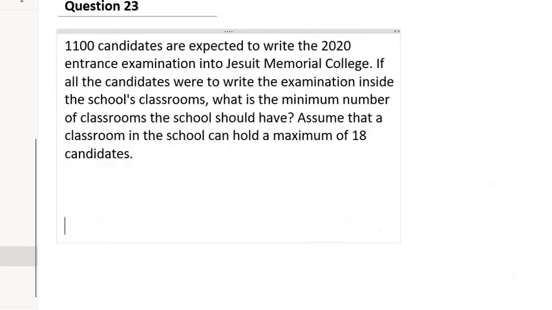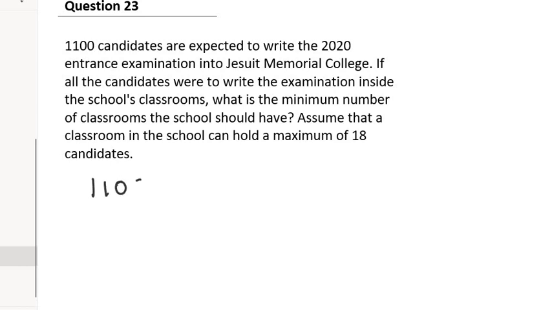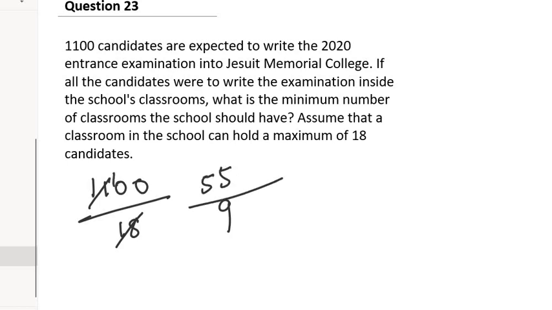Okay, question 23. 1,100 candidates are expected to write the 2020 entrance examination into Jesuit Memorial College. If all the candidates were to write the examination inside the school's classrooms, what is the minimum number of classrooms the school should have? Assume that a classroom in the school can hold a maximum of 18 candidates. To get the number of classrooms they should have, just divide 1,100 by 18.